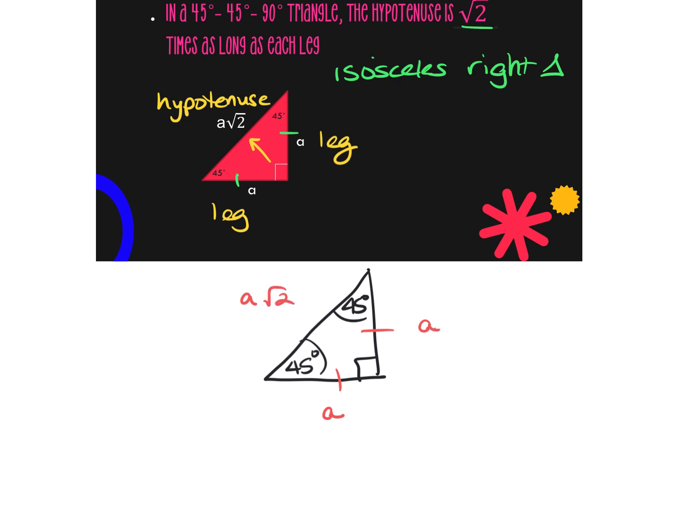So let's say I told you A equals 8. So that leg is 8. So this leg would also be 8. And then the hypotenuse, I just take out A, put an 8 there, and then put the square root of 2.